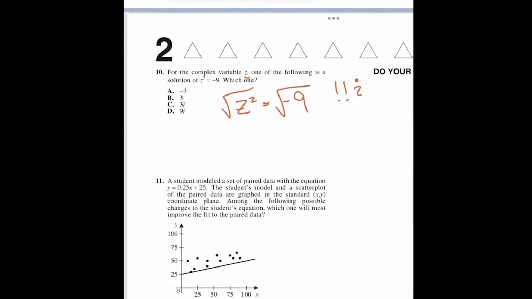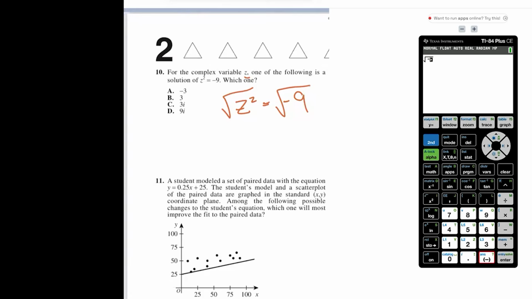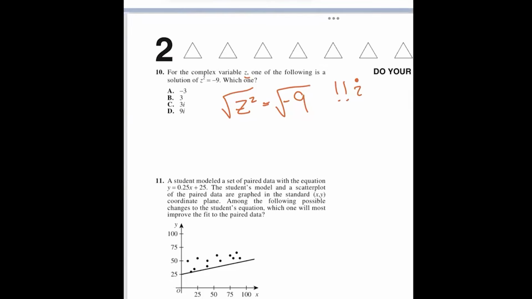If that's not natural to you, what I have some students do to remind themselves is actually just type it in the calculator, which for some people would be silly, but for some it does help. All you have to do is go second, square root, and then type that negative 9. It doesn't give you the answer, but it says non-real answers. And at that point, you're like, oh, imaginary numbers. So this is why on this answer, this one is 3i.